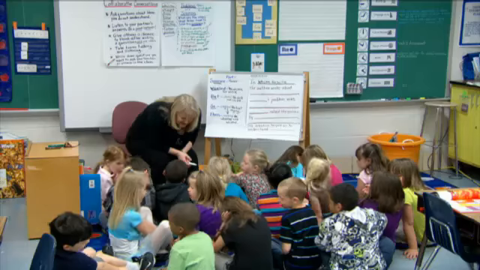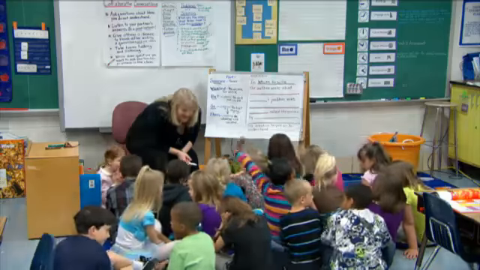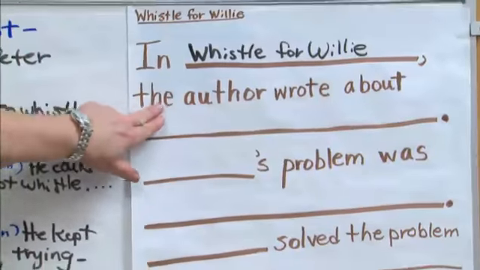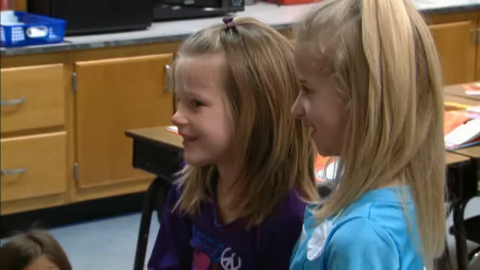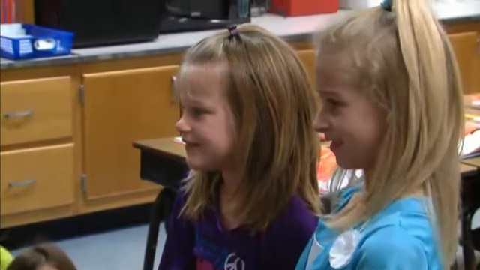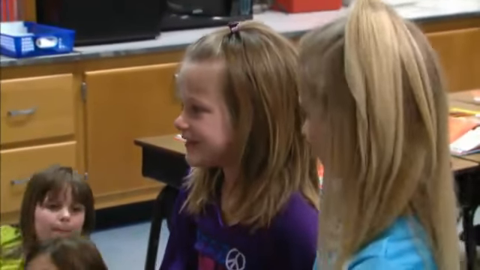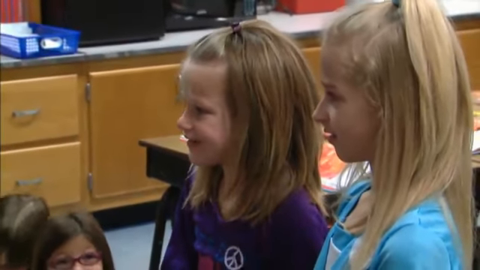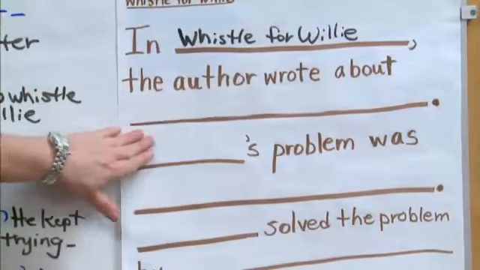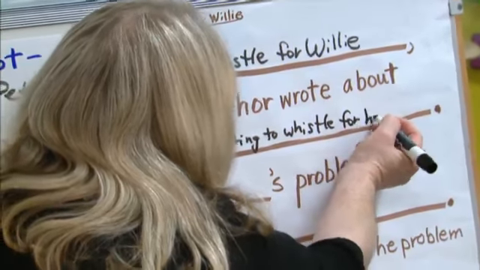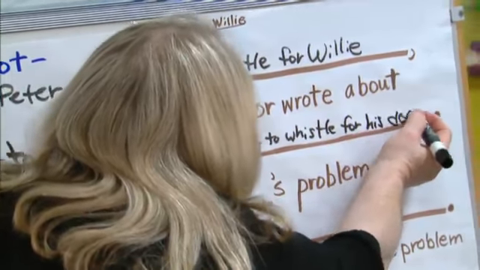He was trying to see how a whistle could. Okay, ladies, y'all had a good one. You want to stand up? The author wrote about that he wanted to whistle. Now, did the author want to whistle, or? Peter, and he wanted us to learn to keep trying. So what can we put here? Peter wanting to whistle for his dog, right? So that's what he wrote about.